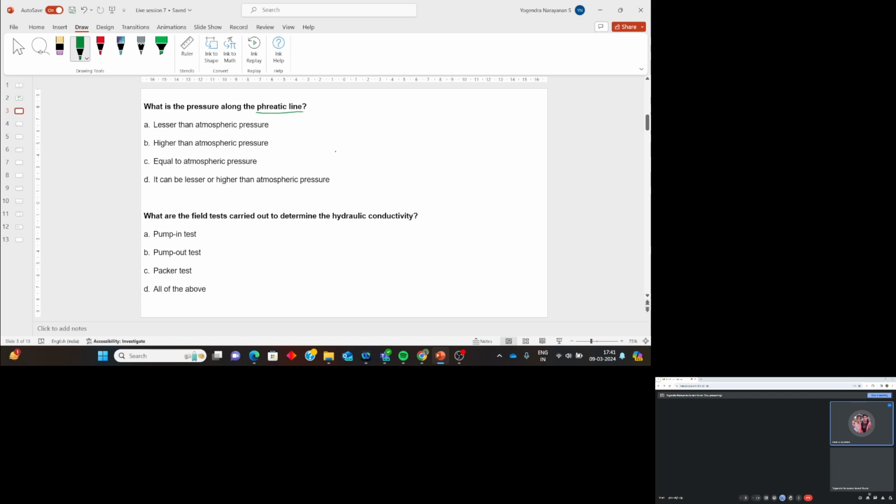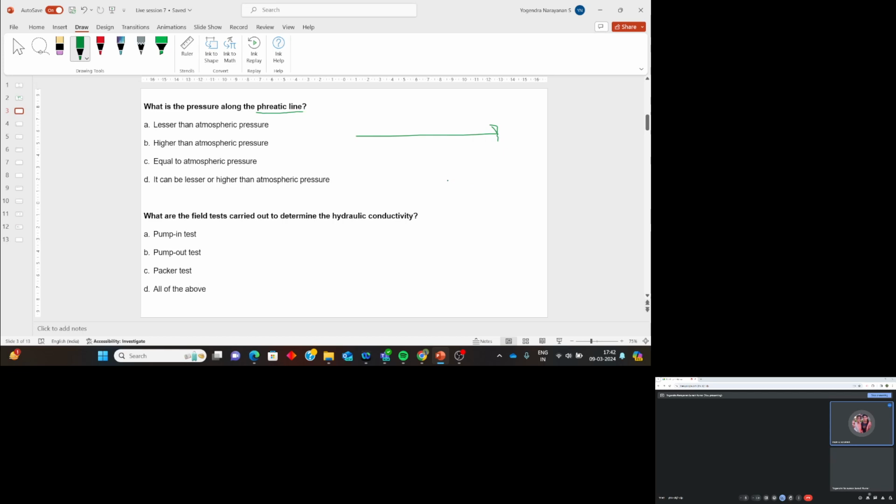Okay, let me explain this. So phreatic line, yes, the phreatic line separates saturated water and unsaturated water. So a phreatic line always separates the soils, sorry, it is the boundary between the saturated zone and vadose zone or unsaturated zone. In real life conditions, the presence of the groundwater table itself is the phreatic line.